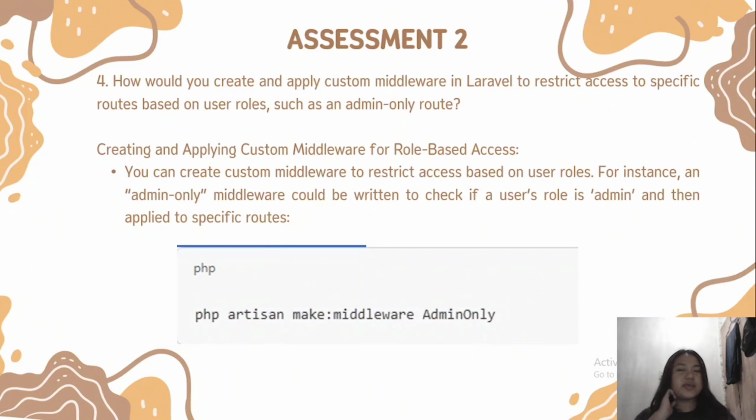How would you create and apply custom middleware in Laravel to restrict access to specific routes based on user roles, such as an admin-only route? Creating and applying custom middleware for role-based access. You can create custom middleware to restrict access based on users' roles. For instance, an admin-only middleware would be written to check if a user's role is admin and then applied to specific routes.